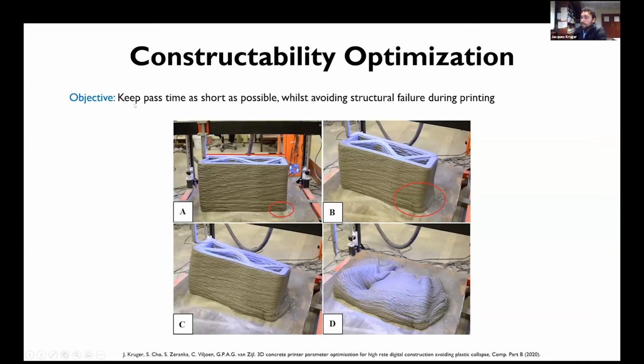So we want to keep the pass time as short as possible. Okay, so this is so that we can get better interlayer bond strength, right? Whilst avoiding structural failure during printing. So this is either due to plastic yielding or to elastic buckling. So if you want to print, for instance, a wall element like this, that is 1 meter tall, then you don't just want to reach 800 millimeters, you want to get 1 meter, right? So I will present an example of how you can actually design for this in the fresh state to get better hardened state or mechanical properties.